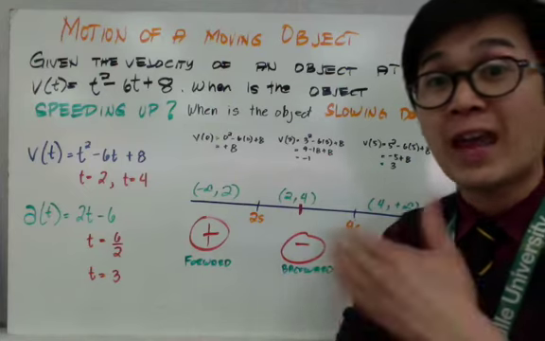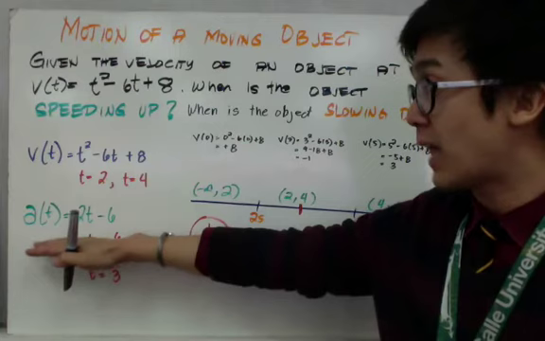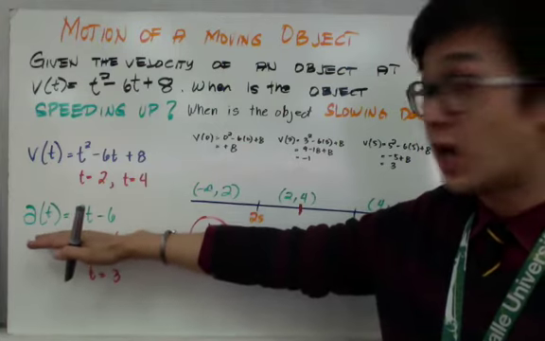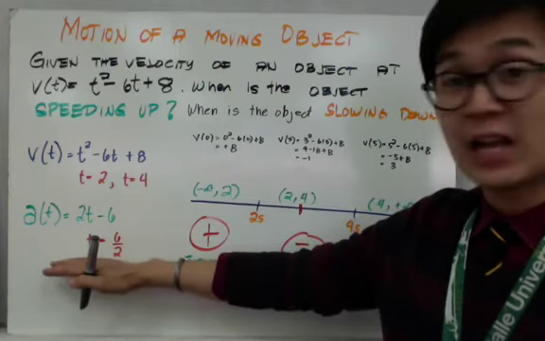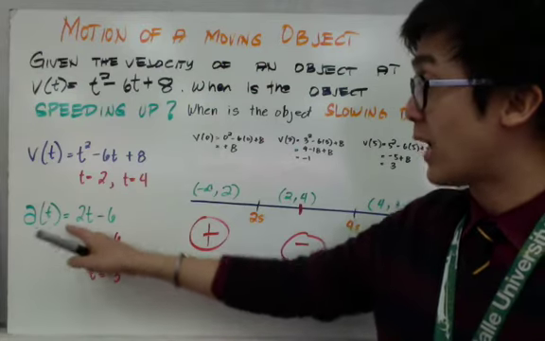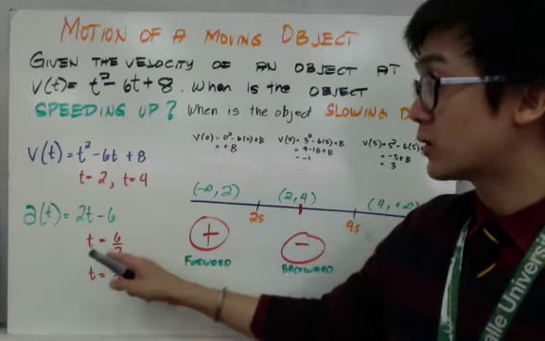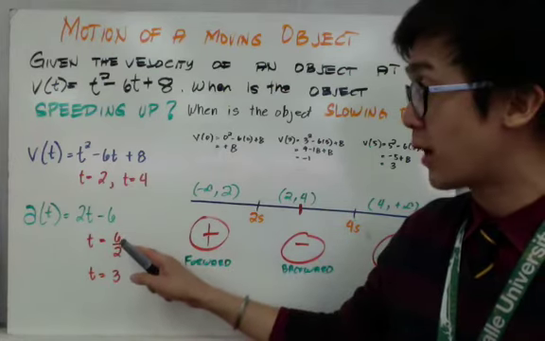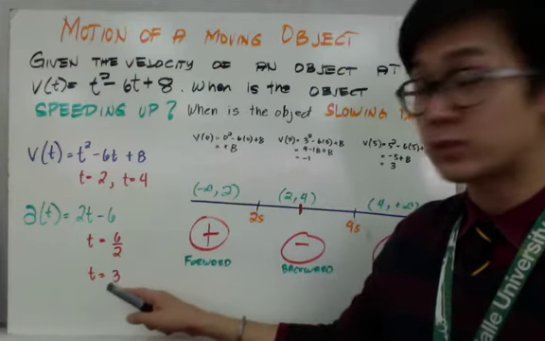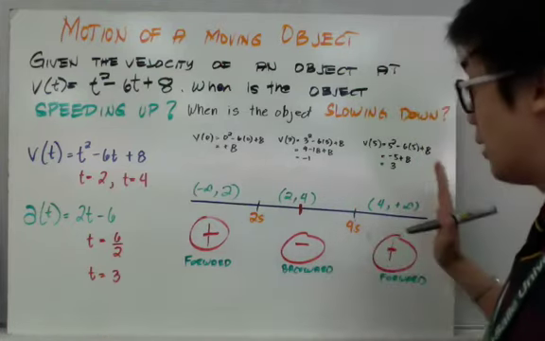So we need to do an extra step, and the extra step is to find the acceleration. After finding the acceleration, which is the derivative of your velocity, you will need to find the value of t for your new interval. And we have a new interval because we have an acceleration function of 2t minus 6, and t is equal to 6 over 2 by using the zero product property, so we have t equals 3. So this is our new interval that we will add to our sign chart.